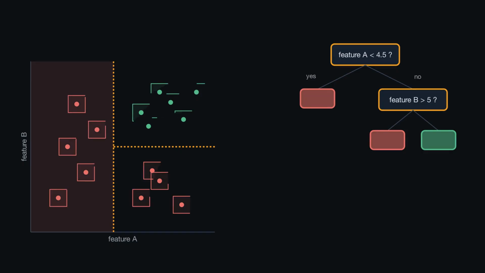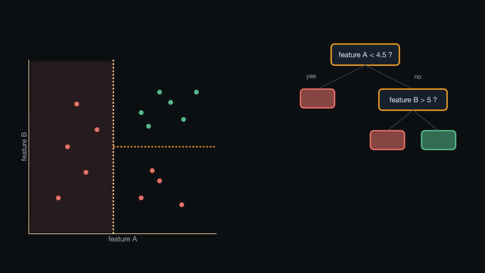But trees have one dangerous habit. If you let a tree keep asking questions forever, it will draw a tiny box around every single point, even the noisy ones. That tree has memorized the training data instead of learning the real pattern. On new data, it falls apart. This is overfitting. The fix is to keep the tree shallow, to limit how many questions it may ask. A simple tree usually beats a clever, tangled one.